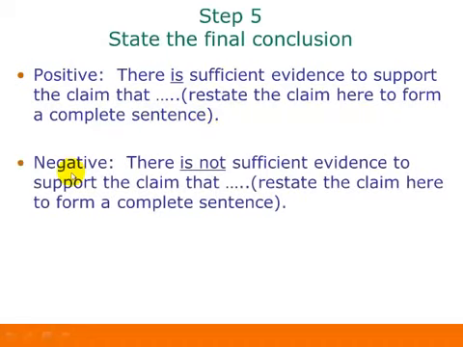Now, if we had a negative conclusion in step 4b, then we'll have a negative final conclusion. So a negative final conclusion would say there is not sufficient evidence to support the claim that, and again here we restate the claim just like we stated it in step 1. So again, positive is saying that there is sufficient evidence to support the claim. Negative is saying there is not sufficient evidence to support the claim.